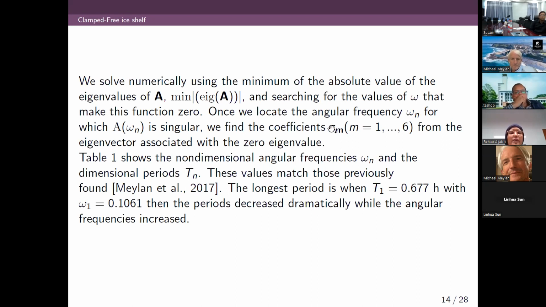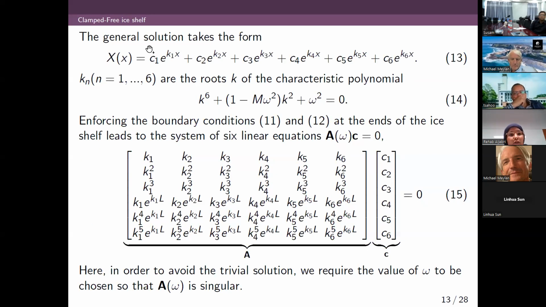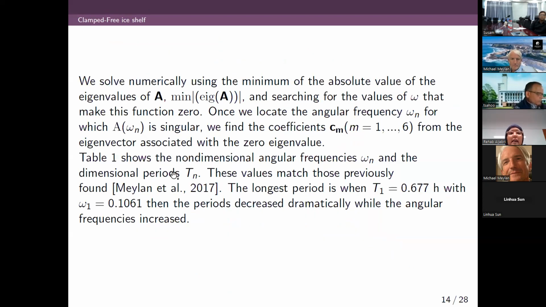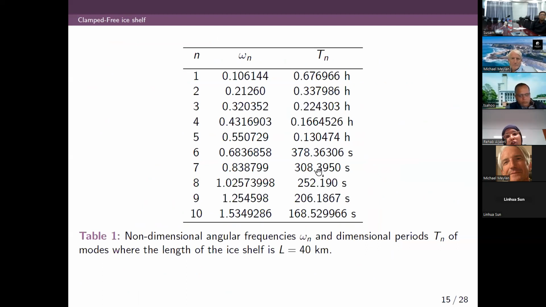Once we find the angular frequency omega n for the matrix A, our matrix will be singular, and then we can find the coefficients C1, C2, C3. After that, we find the table, Table 1, and I will show it to you now. This table actually matches the previous work of Milne. We can see here the non-dimensional angular frequency, and here is the dimensional time. We notice the first one here is the longest period. And we notice the time decreases while the angular frequency increases as n gets higher.